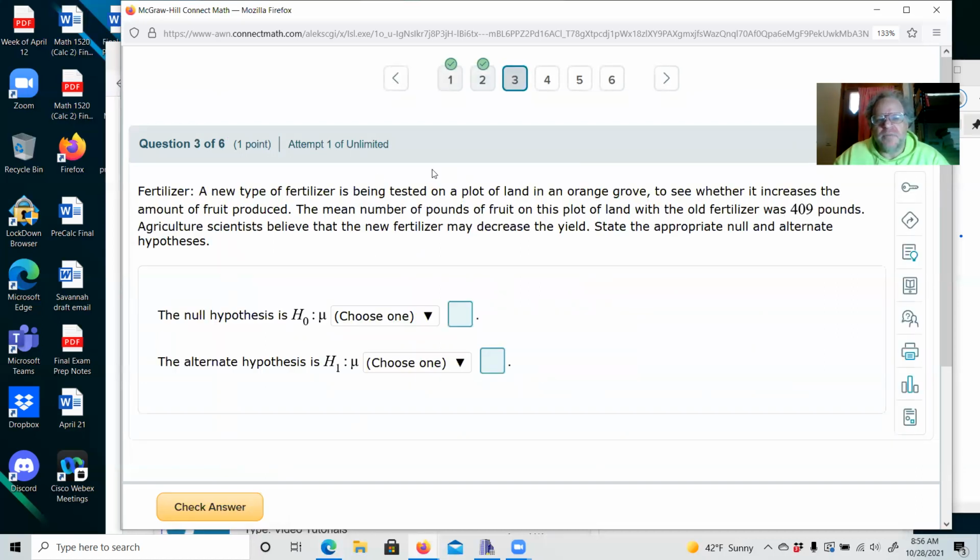We have a new fertilizer being tested. The mean number of pounds of fruit on this plot of land with the old fertilizer was 409. The agricultural scientist says the new fertilizer may decrease the yield. That's not what fertilizer is supposed to do.